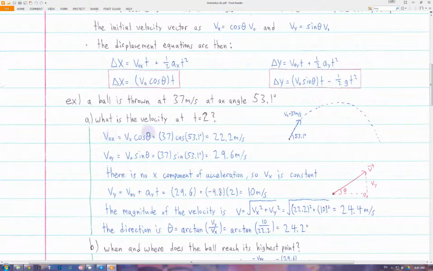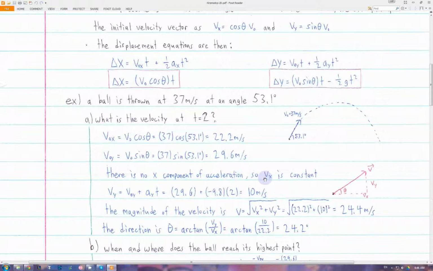So the x component is just the initial velocity 37 times cosine of 53.1, and then the y component is just v0 times sine of theta. So we find these, and now we can use the equations to find the new velocity after a certain time. We know that in the x direction there is no acceleration, so this initial velocity in the x direction is going to stay constant throughout the projectile's flight. And then for the y velocity, we use velocity equals initial velocity plus acceleration times time. Remember, acceleration times time represents a change in velocity. So using this equation, we can find the final velocity in the y direction after 2 seconds.